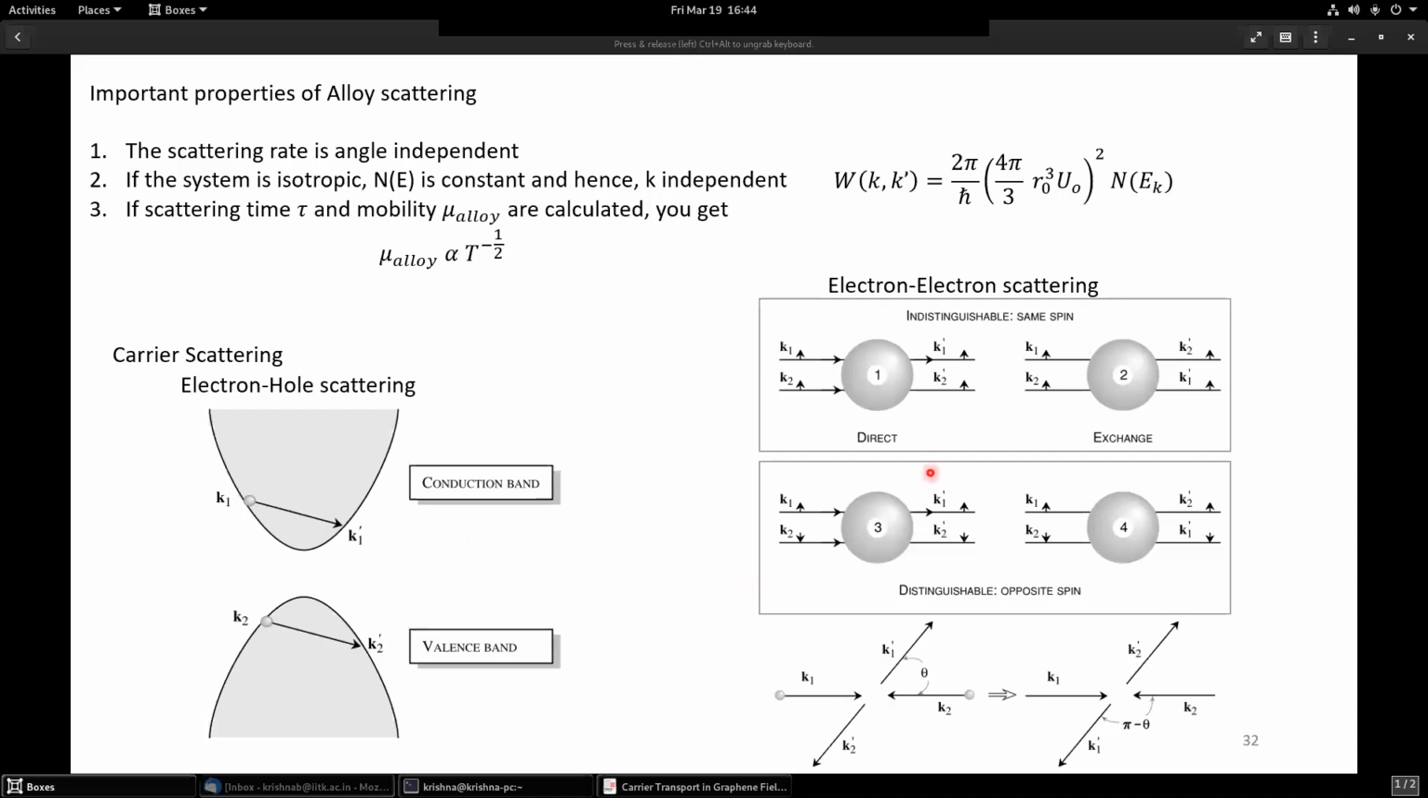In addition to the spin not being changed, you can also have a scattering situation in which the spin changes. So K1 gets scattered to K1 prime with the same spin, or K1 gets scattered to K1 prime with an opposite spin. Right? So these are the two different ways in which the electron scattering can happen.